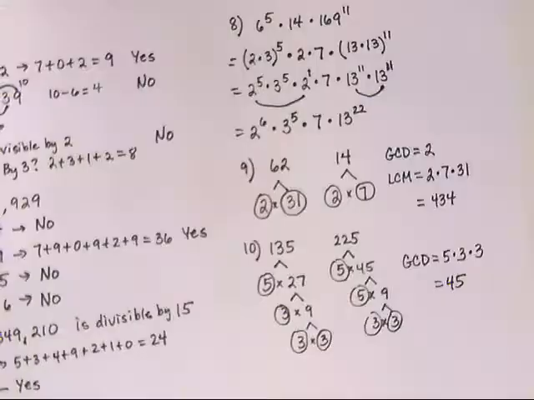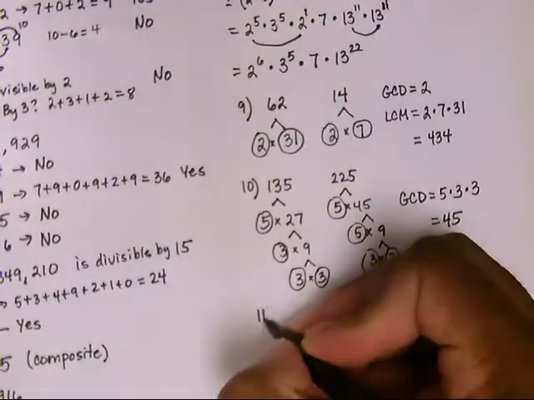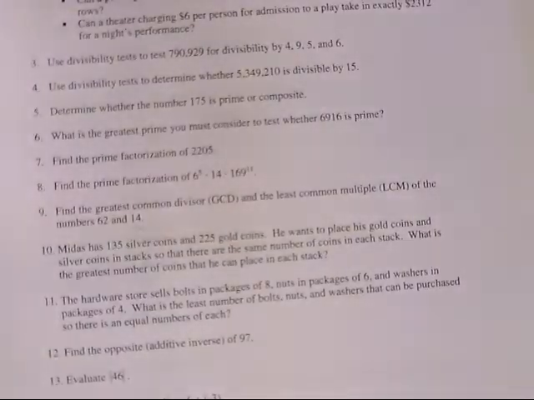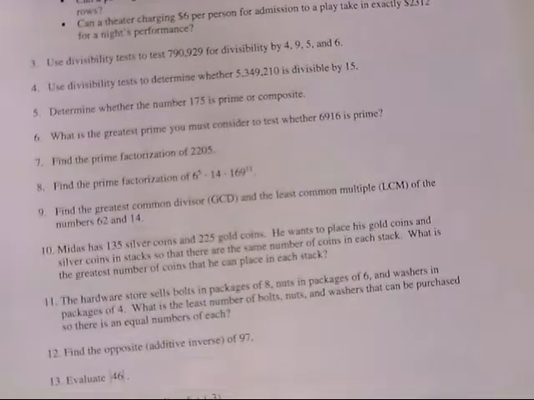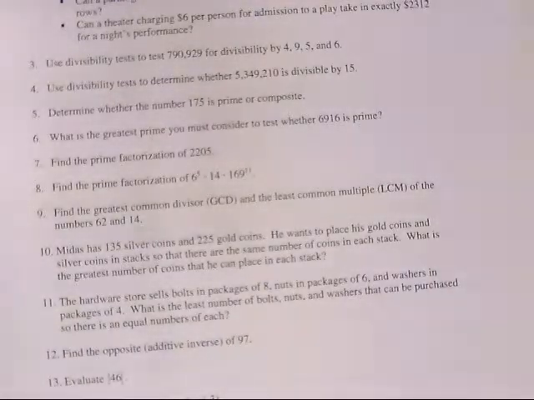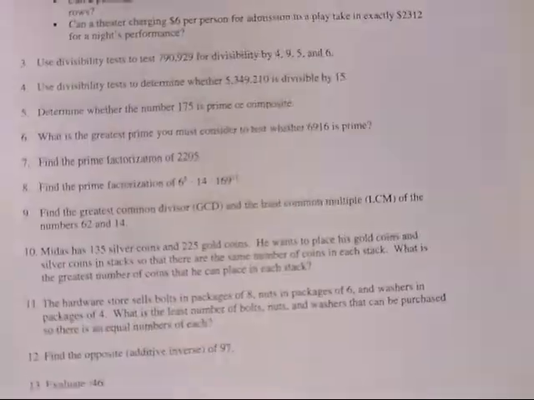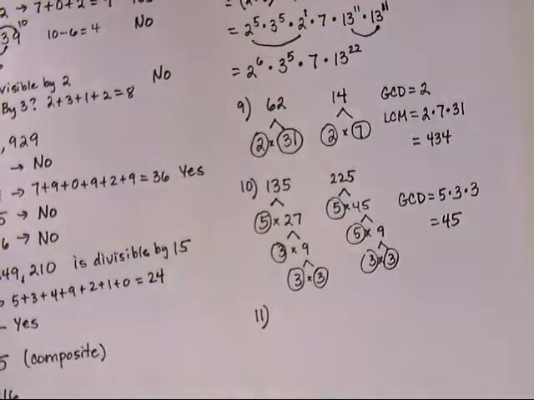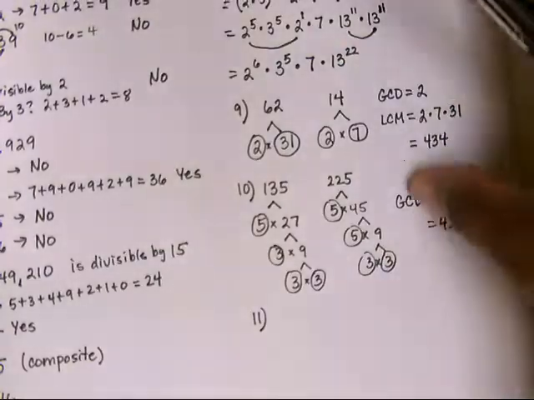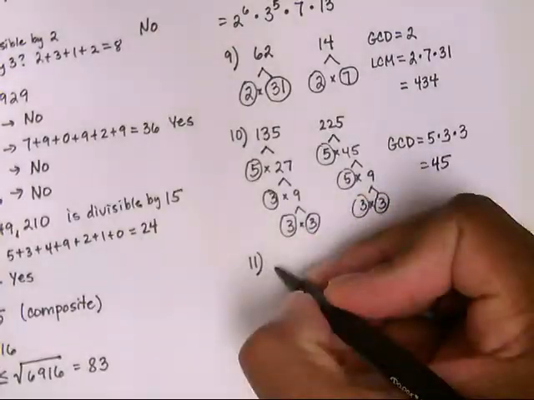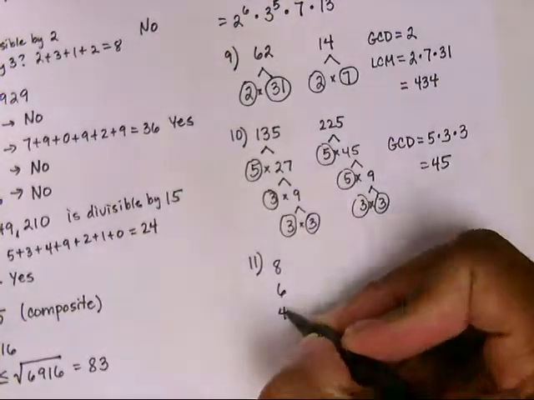Okay. Now number 11. In number 11, the hardware store sells bolts in packages of 8, nuts in packages of 6, and washers in packages of 4. What is the least number of bolts, nuts, and washers that can be purchased, so there is an equal number of each? I like to list the multiples of 8, 6, and 4.